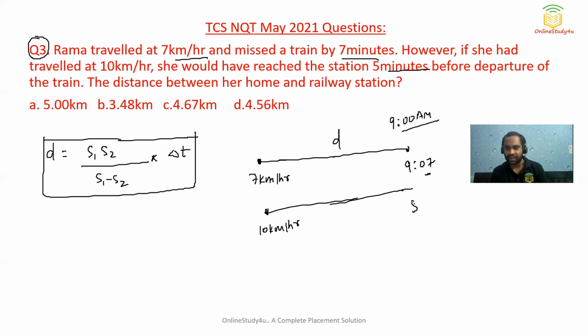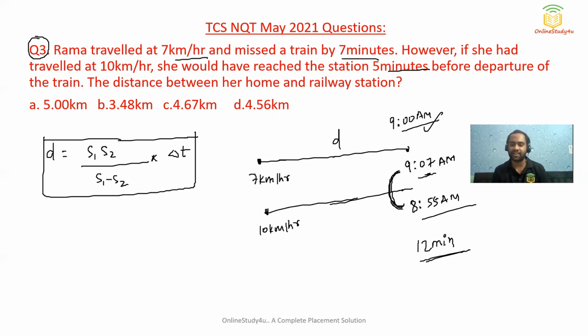That means she would have reached at 8:55 a.m. only. Suppose she has to reach at 9 a.m. In this case, she will be reaching 5 minutes early, meaning 8:55 a.m. So what is the time gap here? The time gap is 5 minutes here and 7 minutes here. 12 minutes is the time gap. 8:55 plus 5 will be 9 and then 7 minutes more. So 5 plus 7, total 12 minutes is the time gap.